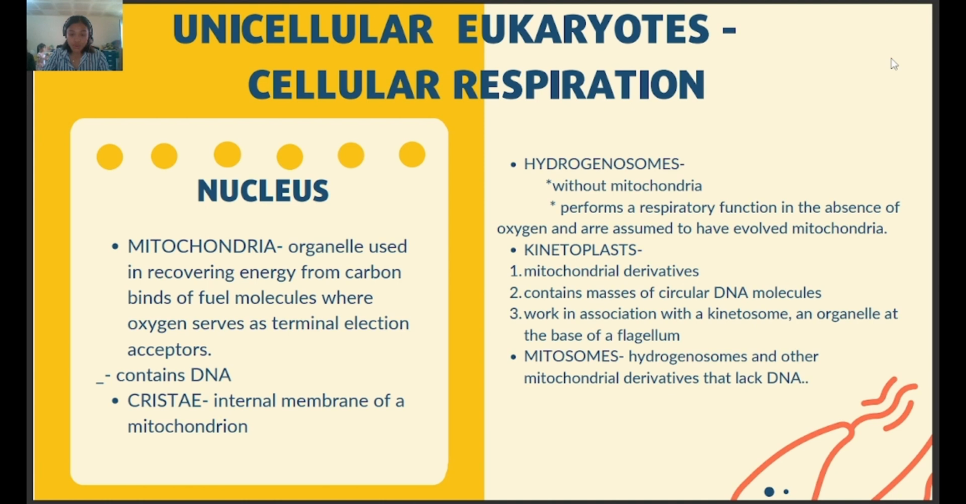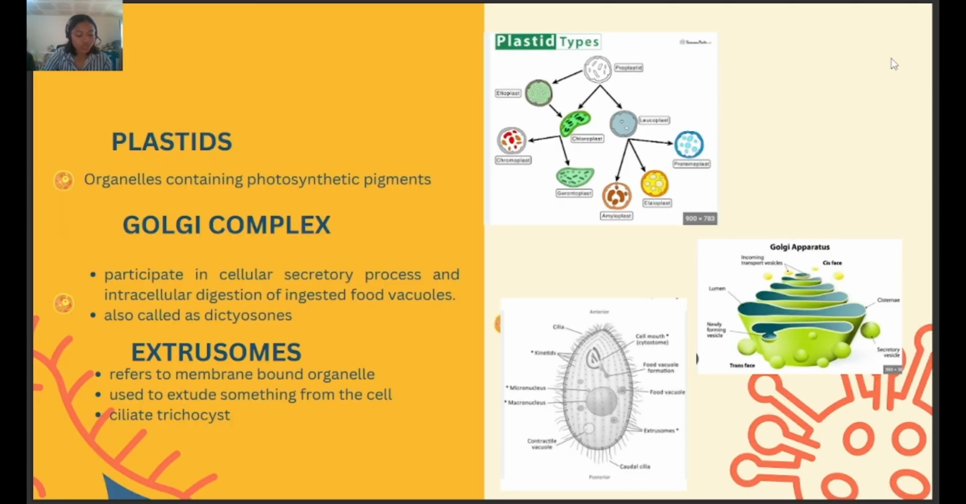The collection of hydrogenosomes and other mitochondrial organelles that lack DNA are the mitosomes. In addition to mitochondria, we also have plastids. Plastids are organelles containing photosynthetic pigments, and they are a result of endosymbiosis.